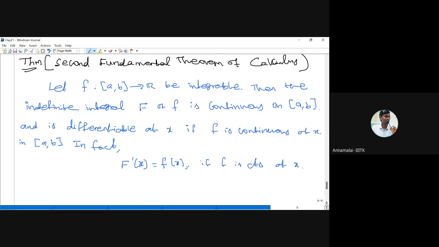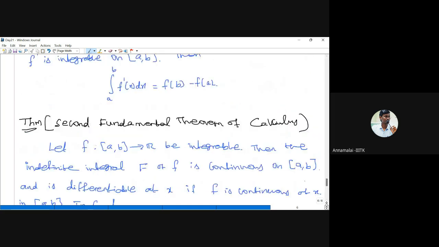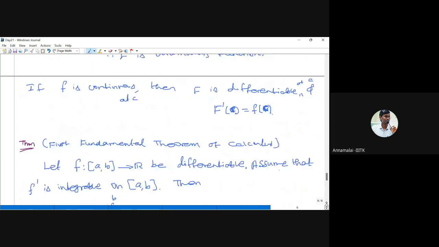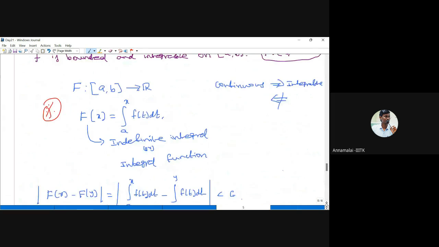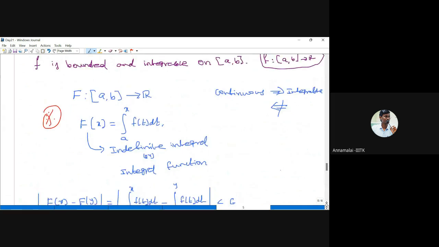So the only thing you should know is the capital F. Capital F is defined to be the integral from a to x of f of t dt, where f is an integrable function. This capital F is always continuous, but capital F is differentiable only when the small f is continuous. If small f is not continuous, then capital F is not differentiable. But capital F is always continuous.